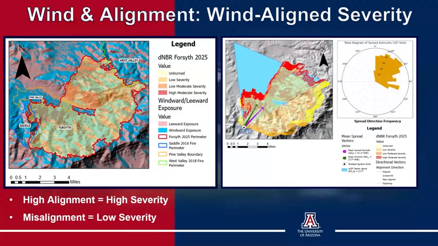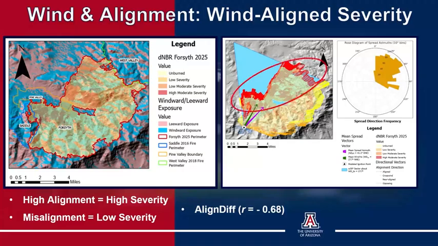Each pixel is labeled as aligned, near aligned, crosswind, or opposing, based on how closely its spread direction matched the prevailing wind. This is quantified using the align diff metric, where lower values indicate strong wind-spread coupling. Align diff correlated with RDNVR at negative 0.68, showing that better alignment produced higher burn severity.